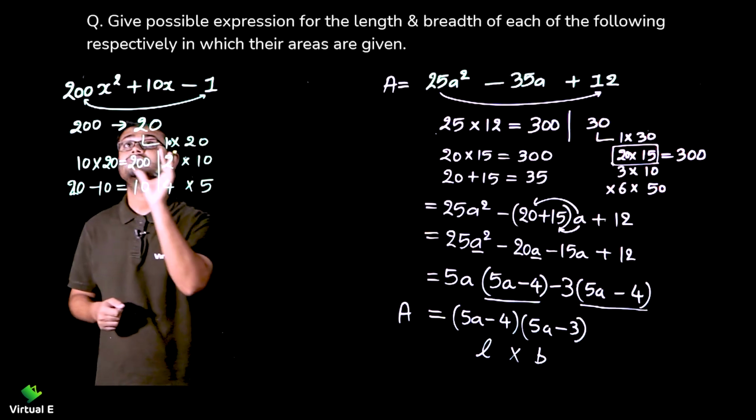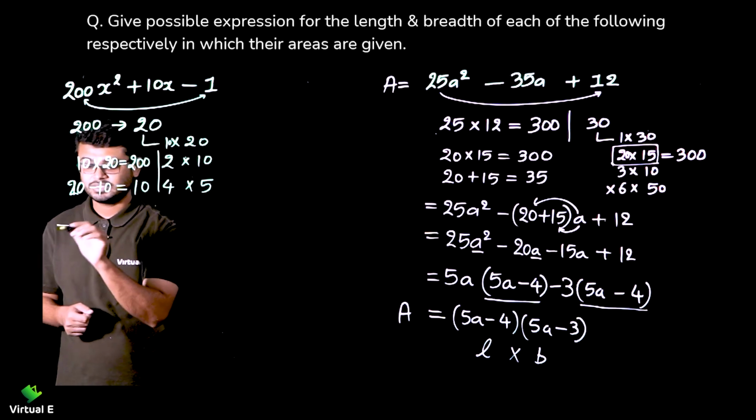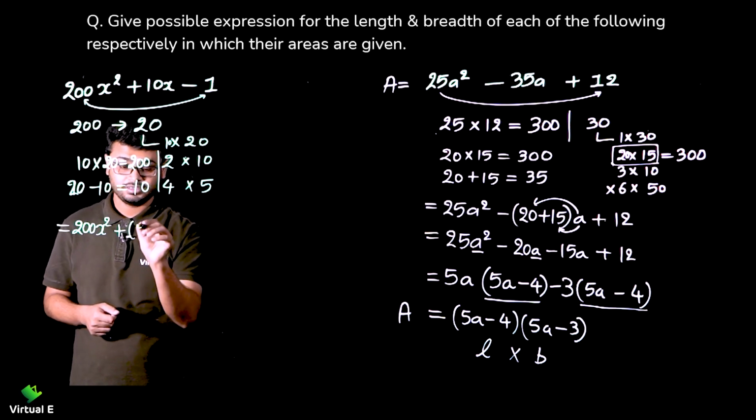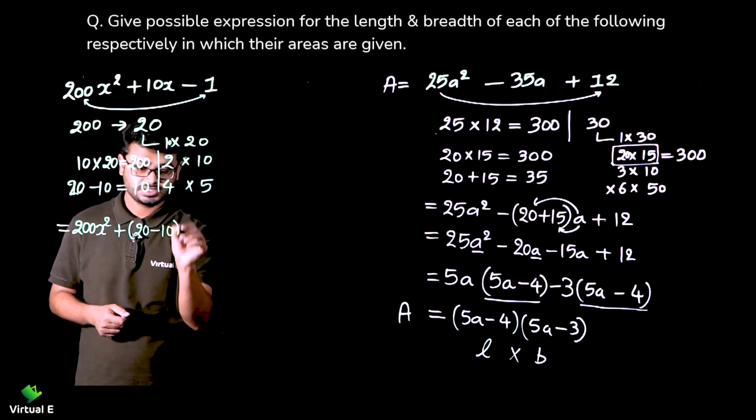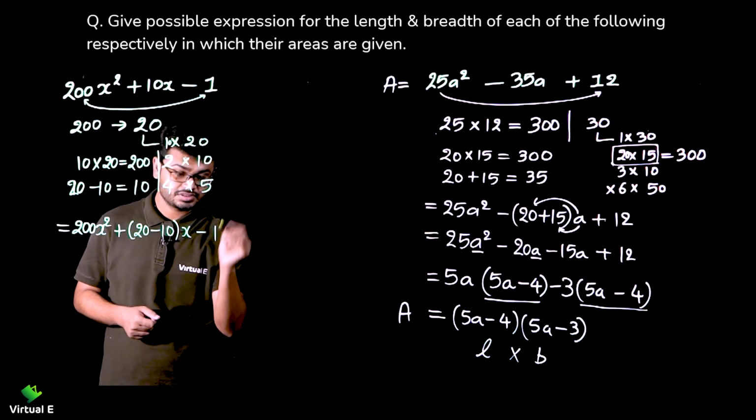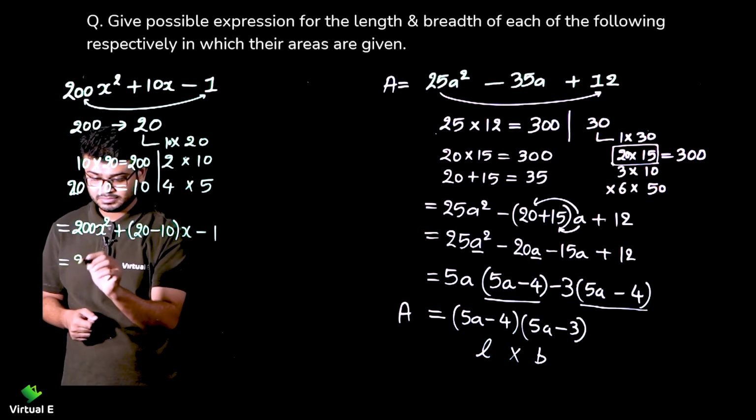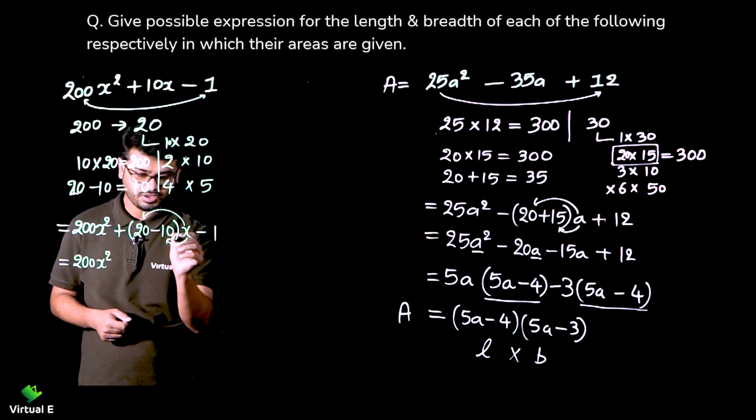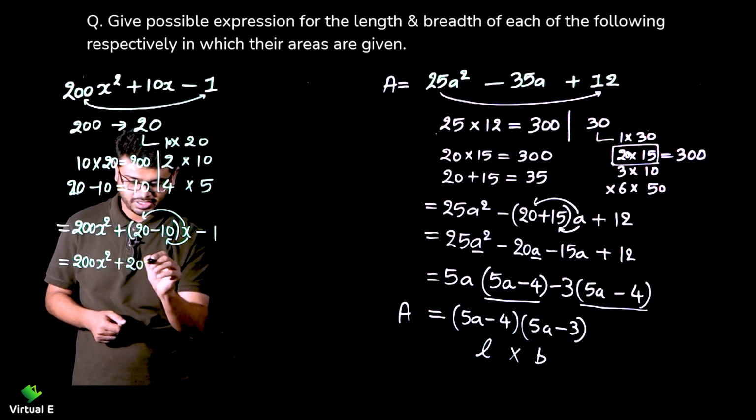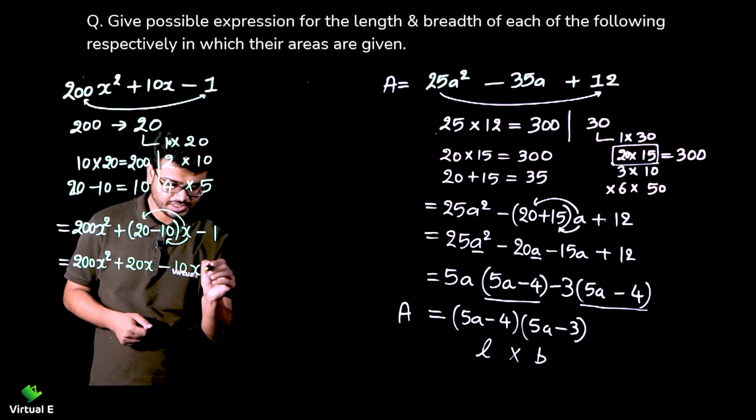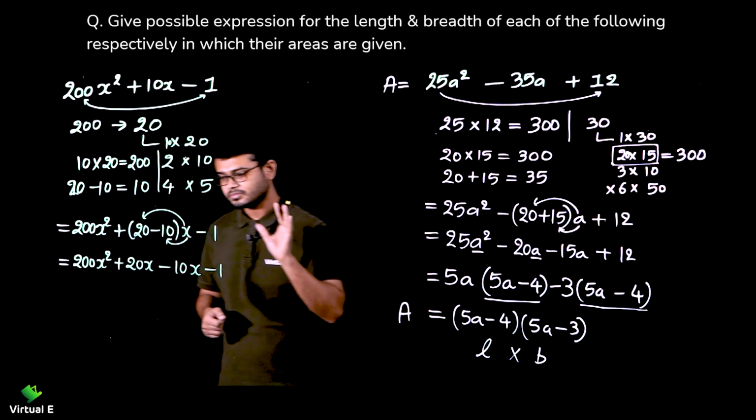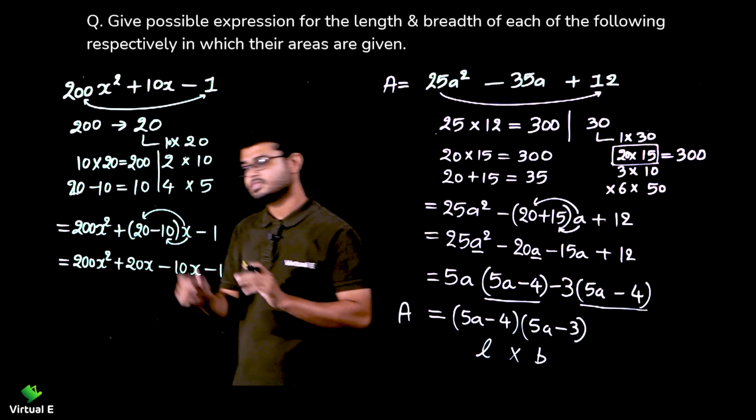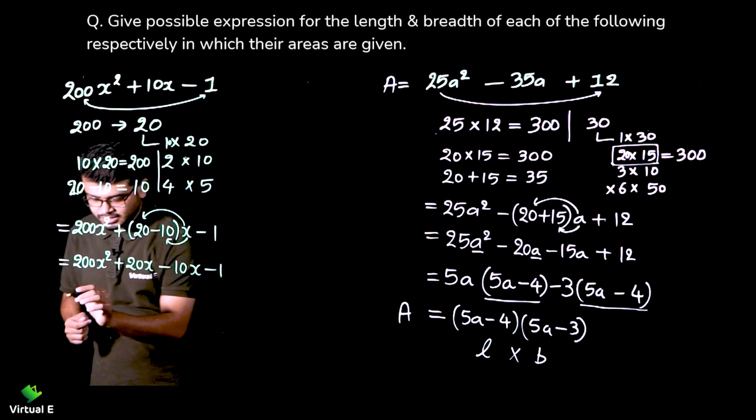So this is how we get our factors. So let's write the factors. 200x square plus, here we will write 20 minus 10 into x minus 1. So 200x square, let's multiply these x's, one by one. So 20x minus 10x minus 1. Very simple to do, right? We know very well. We'll make pairs of these two terms and then these two terms, and whatever is common, we'll take the common out.